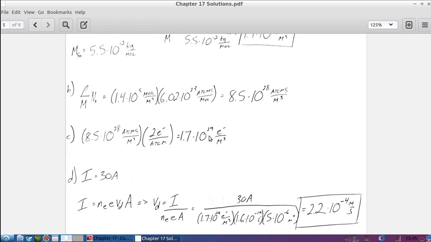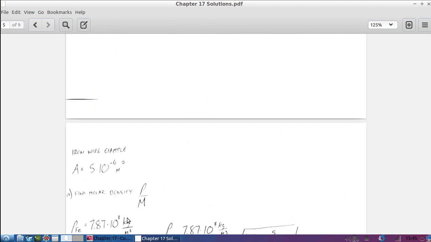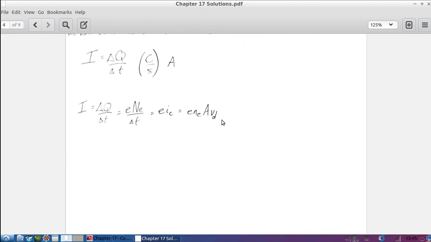Part D says we measured the current. We've got a conventional current, big I, of 30 amps. So I need to find the drift speed. I went back and found this expression right here: I = n_e e A v_d. So I have the current, I know what the charge of an electron is, I just got the charge density from part C, and I was given the cross-sectional area. So I have everything I need.